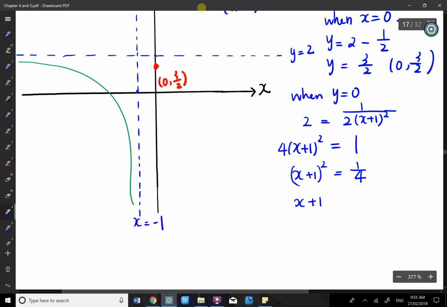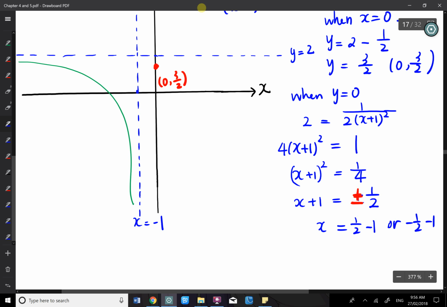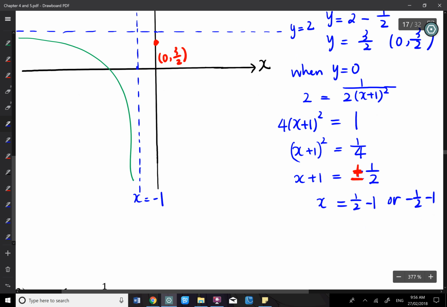So x plus 1 will be plus or minus a half. Square root of a quarter is a half. So plus or minus. Never forget the plus or minus when you take the square root. So x equals a half minus 1, or minus a half minus 1. So x will be minus a half or x will be minus 3 over 2.